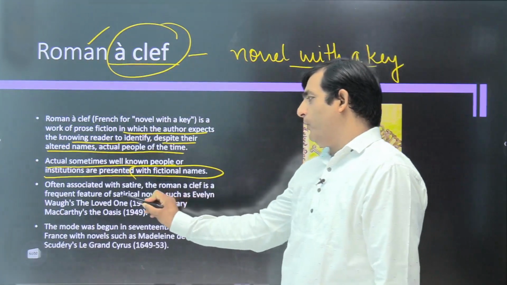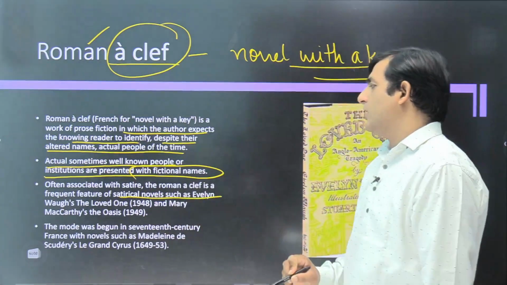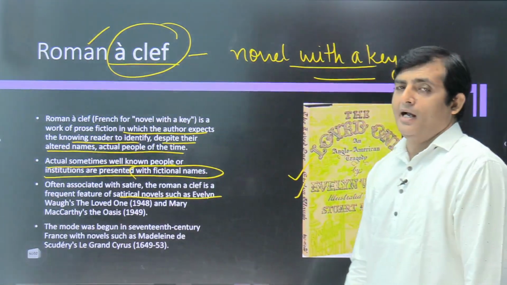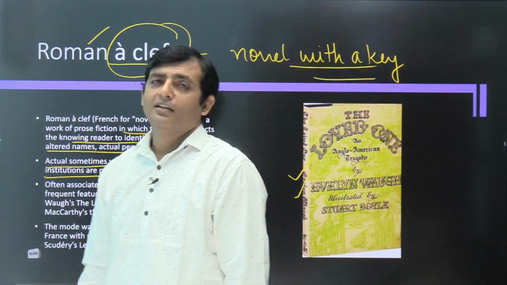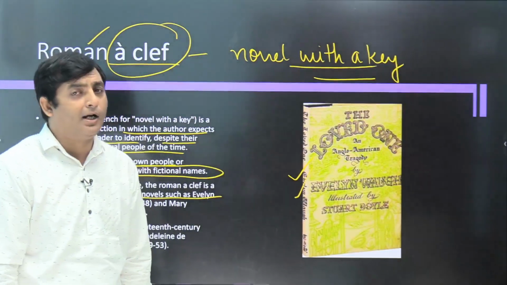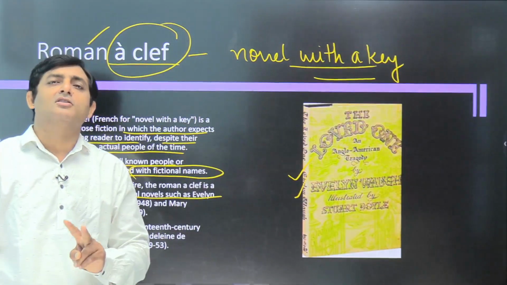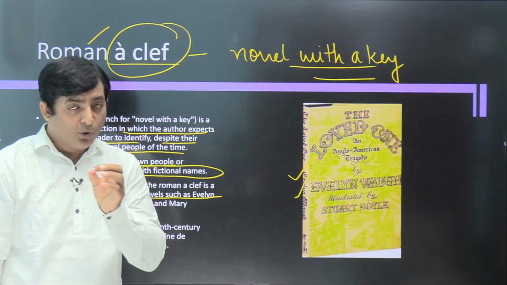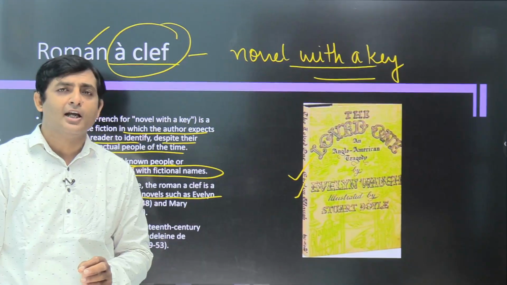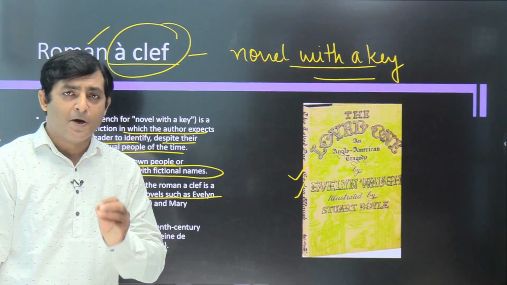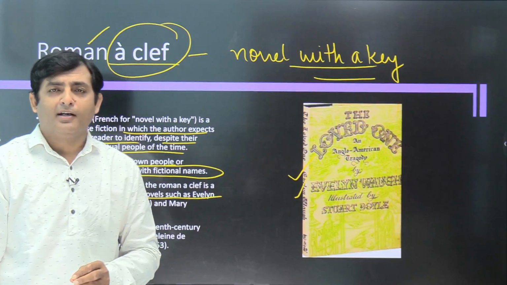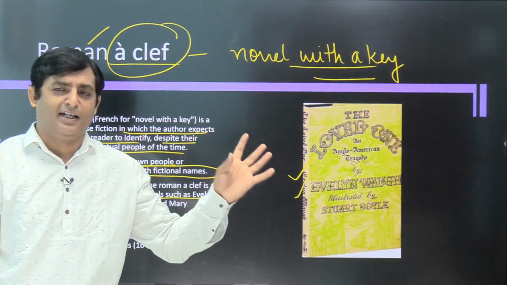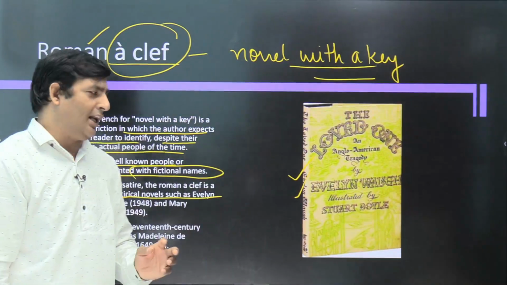Roman à clef is a frequent feature of satirical novels such as Evelyn Waugh's novel The Loved One and Mary McCarthy's novel The Oasis. These are the two examples here of Roman à clef, where the protagonists are fictitious persons and they represent the real ones. One more example I want to mention here, George Orwell's Animal Farm. There are several animals and the animals represent the real characters, that is Roman à clef.